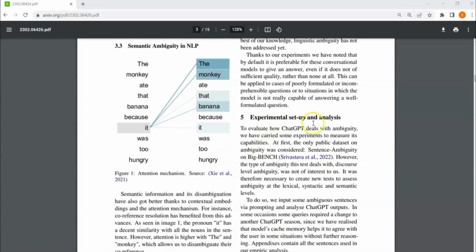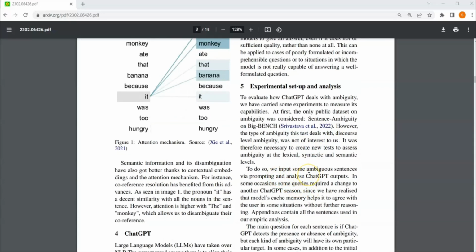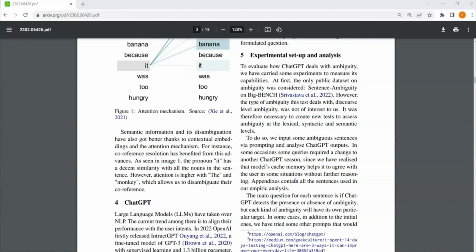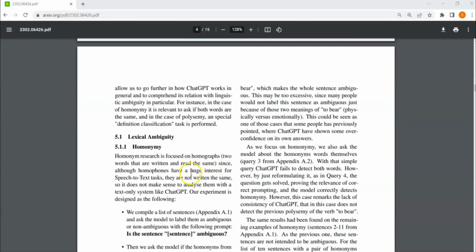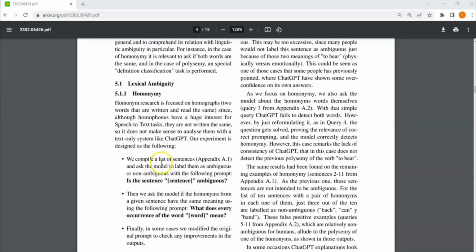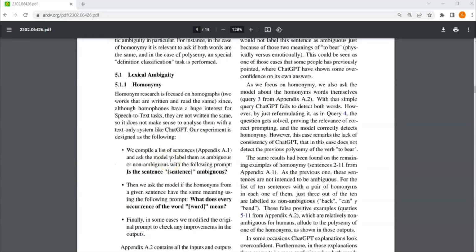Now let's look at the experimental setup and analysis to see how ChatGPT deals with ambiguity. In order to do that, the researchers input some ambiguous sentences via prompting and analyze ChatGPT's outputs. The main question is, for each sentence, whether ChatGPT detects the presence or absence of ambiguity. Now we will look at the experiment parameters in more detail with respect to each ambiguity. First of all, we'll look at homonymy, lexical ambiguity. Different types of prompts are given to the ChatGPT model in order to analyze the outputs.